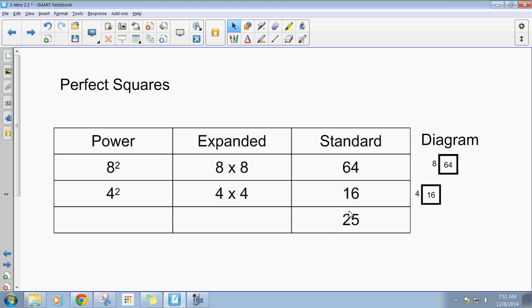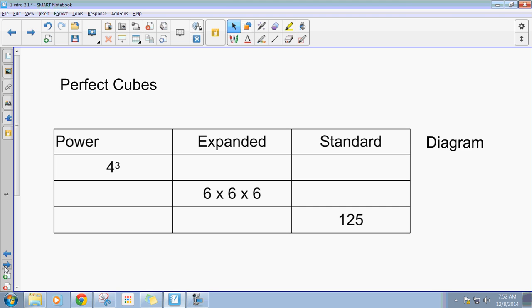Lastly, if they give us 25 as the standard, and we're expected to work our way backwards, you have 2 choices. If you know your math facts well enough that you know that 25 is 5 times 5, then you can go ahead and enter it. If you do not, you're going to need to use your square root button on your calculator. Once you've used your square root button and it tells you 5, then you can note the expanded form would be 5 times 5, and the power would be 5 squared. Don't forget your little diagram.